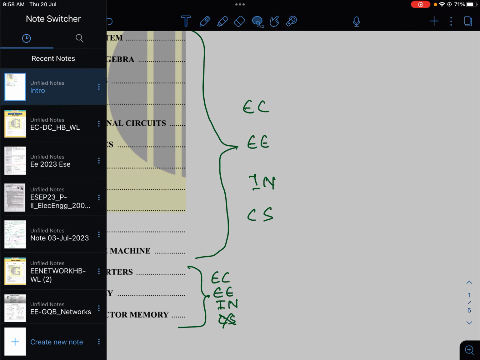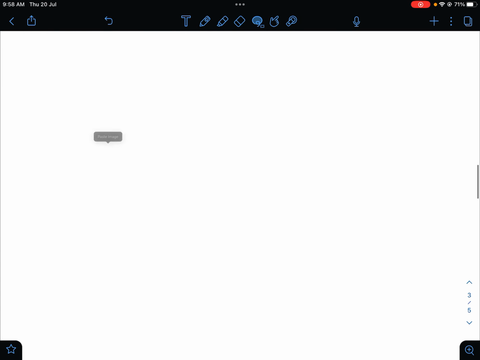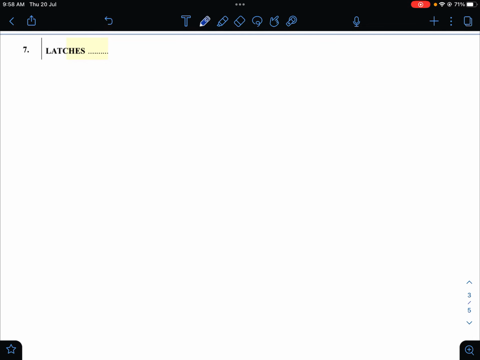Then we have the latch. So what is the content that we learn in the latch? In latch, students, only 2 things. One is known as the SR NAND latch and the other is the SR NOR latch. SR NAND latch and SR NOR latch. All the questions are coming from this particular concept only.